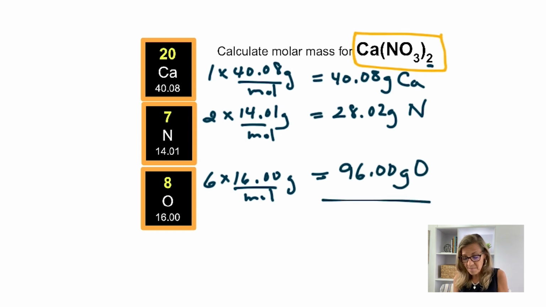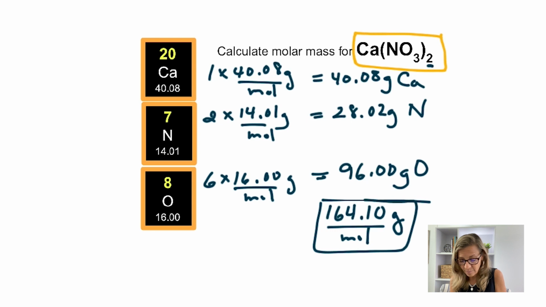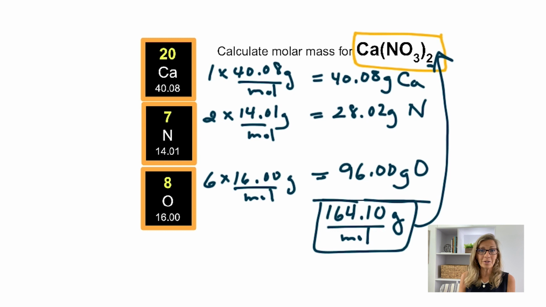Okay? So there are the masses of each of the elements in this compound. We're going to add these up, and we get 164.10 grams per mole. This is the molar mass for our compound. So to find molar mass, all you need to do is add up the masses of all of the elements contributing to that compound. Okay, and use your subscripts. That'll tell you how many atoms. So that's molar mass. Now, you're going to do this hundreds of times in chemistry, so it'll get easier the more that you do it.